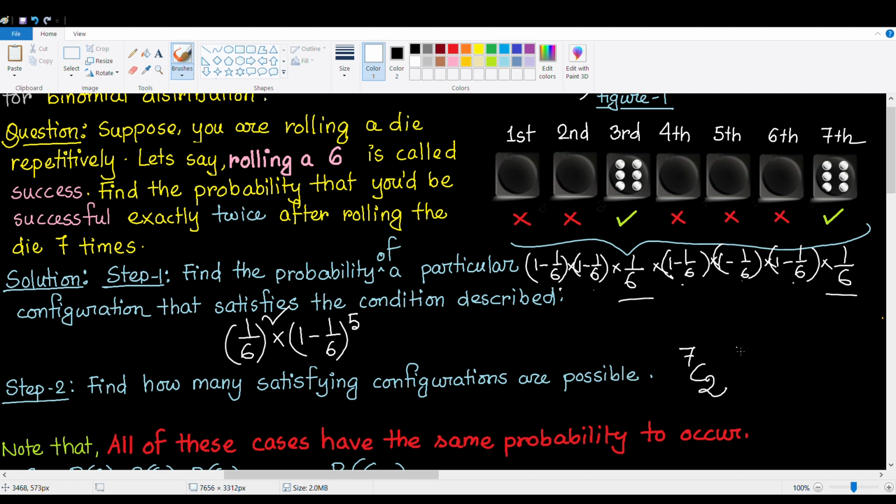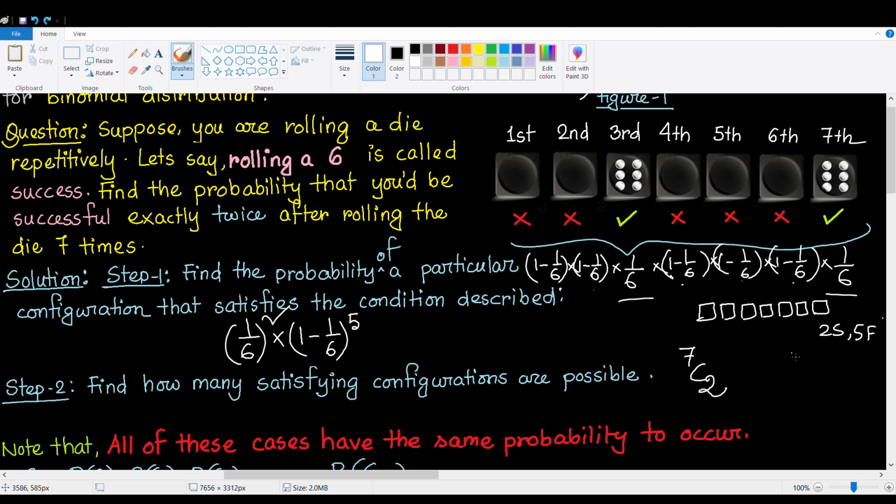So 7C2 is the number of configurations that satisfy the question. It could be explained in a slightly different fashion, which is, say, for the seven rolls, you have seven different boxes, and you want to put 2S and 5F in all these seven boxes. 2S for two successes and F for failure. Therefore, you're actually counting the number of ways you can make a 7-letter word where there are 2S and 5F.